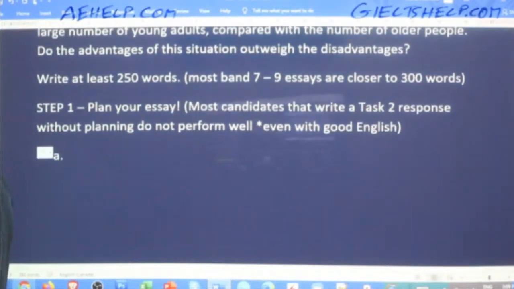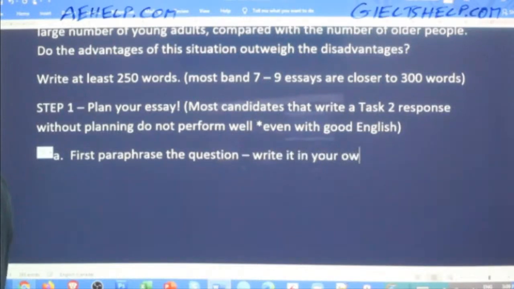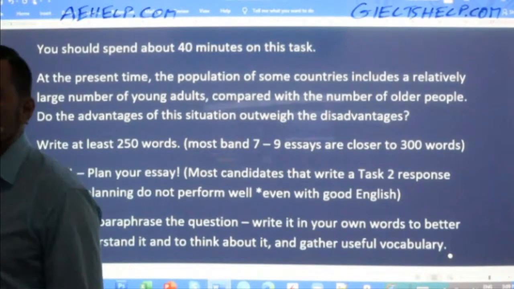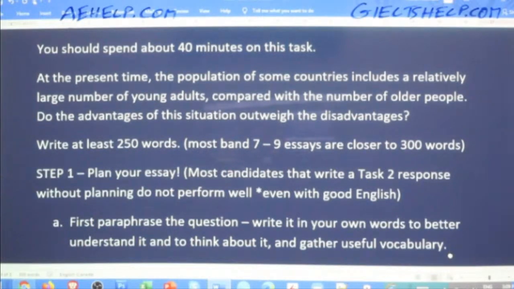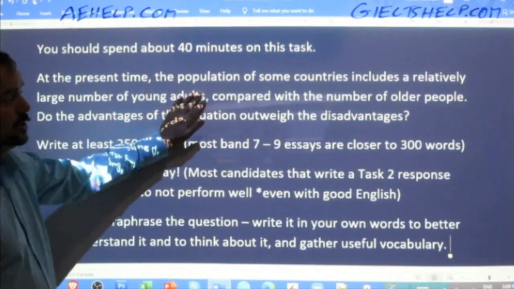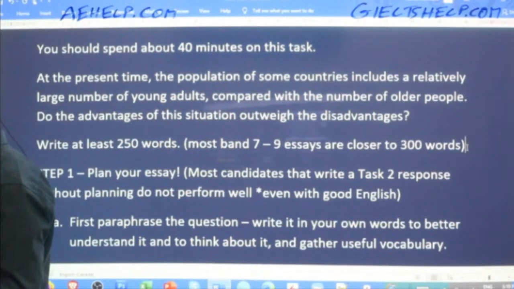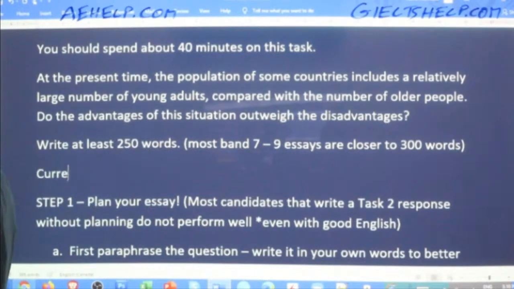So first, paraphrase the question, which means write it in your own words to better understand it and to think about it and gather useful vocabulary. Okay, so go ahead and paraphrase this question. So write it in your own words. I'm going to do the same. Okay, let's do this. So here's mine. I'm going to put it right underneath so you can compare it. Don't overthink it.